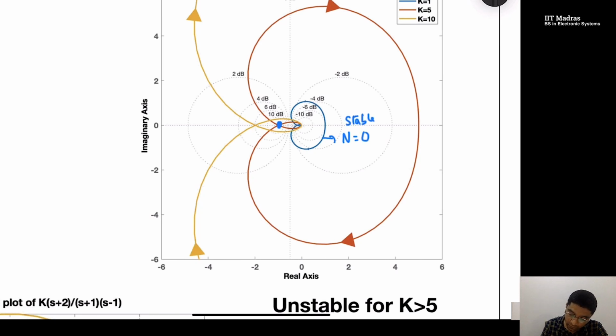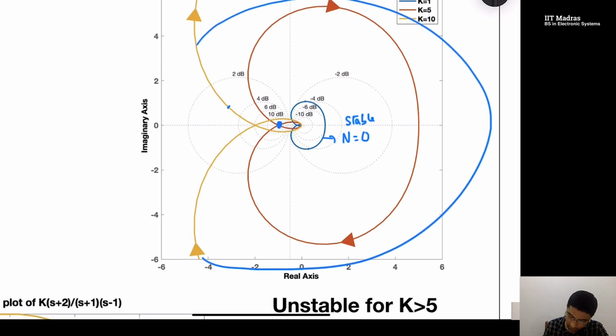Then let's say I go to k equal to 10. For k equal to 10, I have a plot. This figure actually extends all the way like this; I just zoomed in around this point. So I have two encirclements here, which means the system is unstable. This is for k equal to 10.